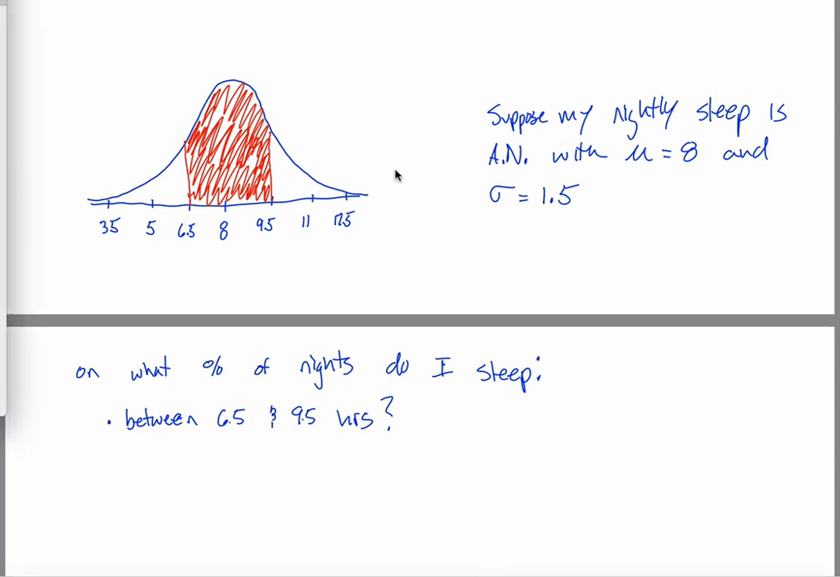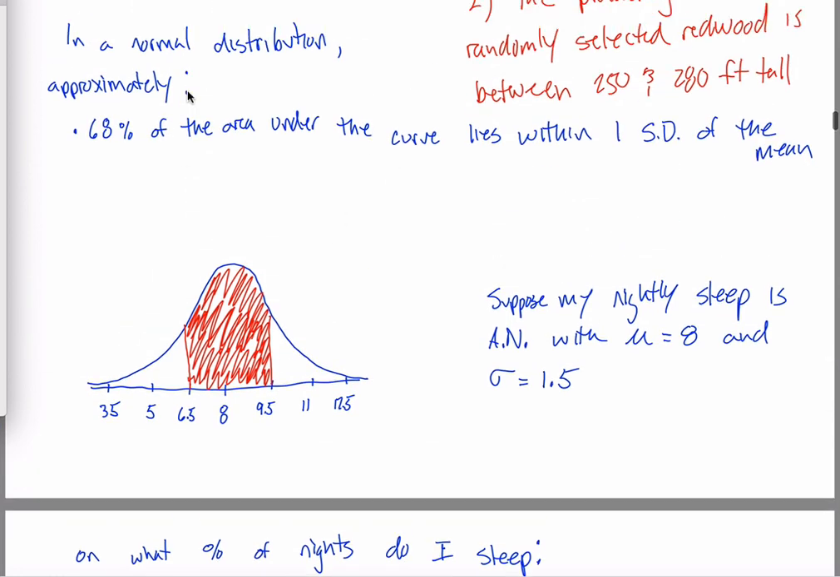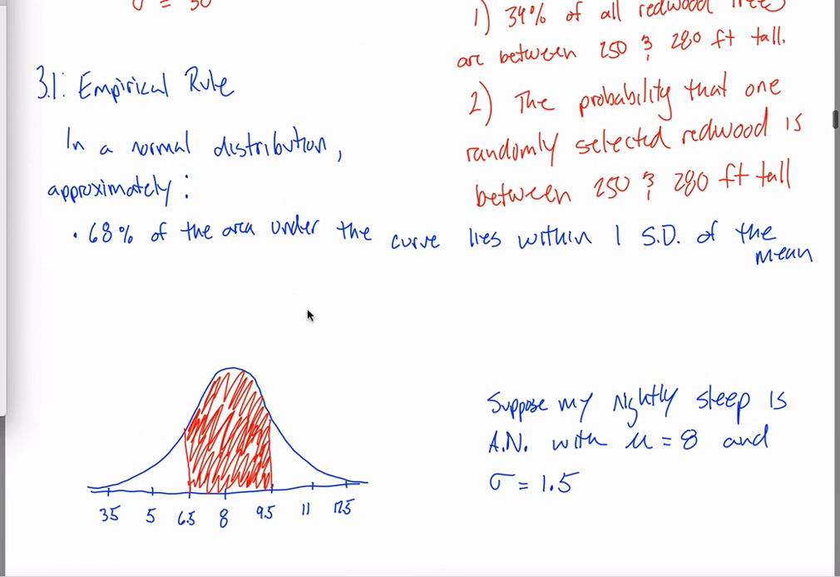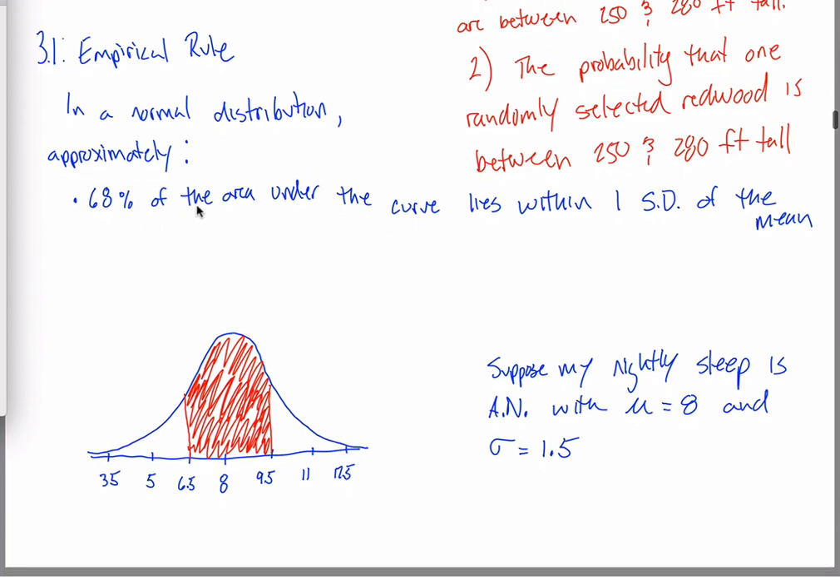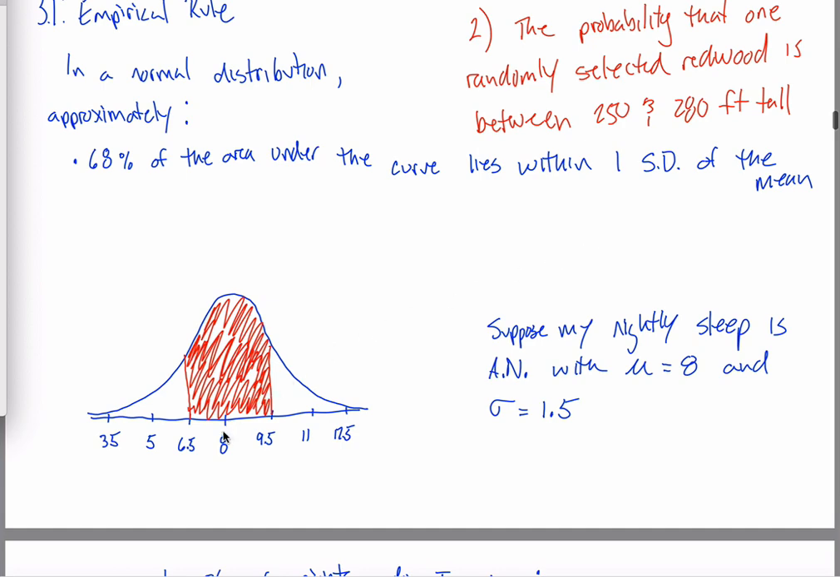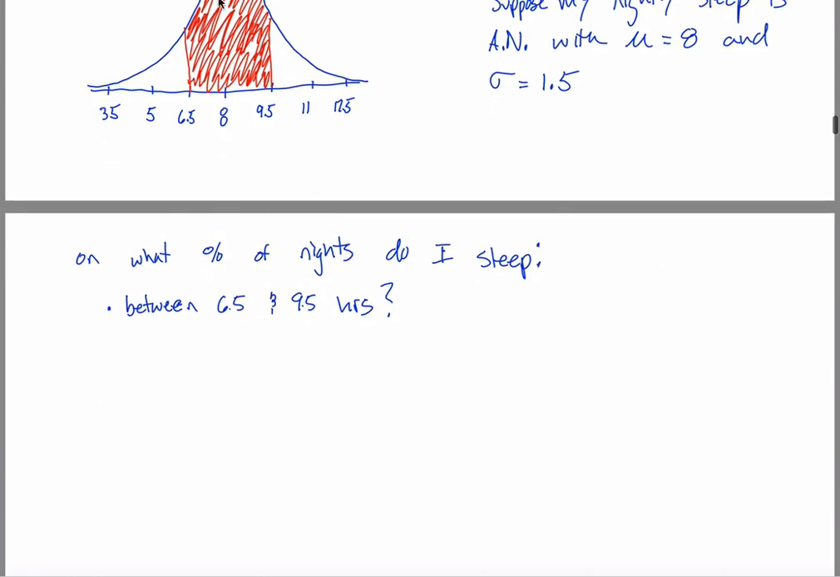You're like, I don't know how much area is underneath the curve between 6.5 and 9.5. Yeah, you do, because you have this empirical rule. And the empirical rule tells you that 68% of the area under the curve lies within one standard deviation of the mean. And luckily, conveniently, the question was asked in such a way that 6.5 is exactly one standard deviation below the mean, and 9.5 is exactly one standard deviation above the mean. So since 68% of the area lies within one standard deviation of the mean, I just shaded in exactly 68%. The answer to this question would be this picture and then the number 68%.